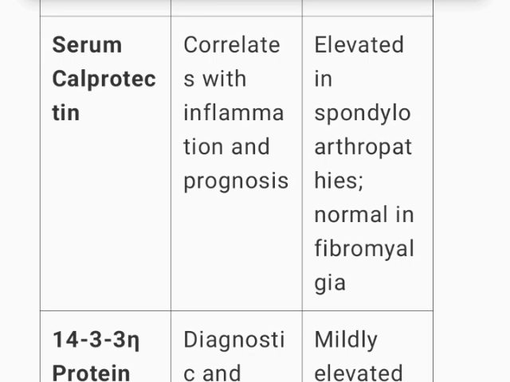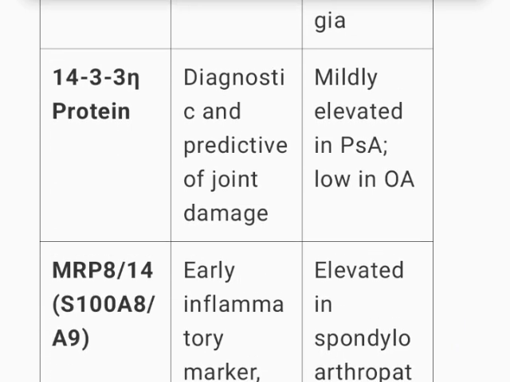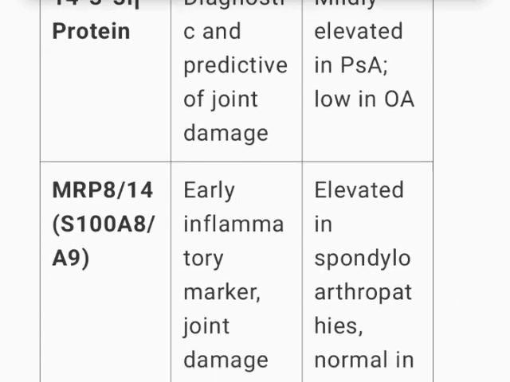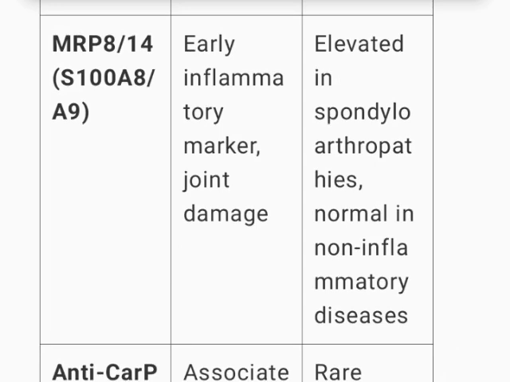14-3-3 protein, diagnostic and predictive of joint damage, mildly elevated in SpA, low in OA. MRP8/14, S100A8/A9, early inflammatory marker, joint damage, elevated in spondyloarthropathies, normal in non-inflammatory diseases. Anti-CarP antibodies, associated with seronegative RA and severity? Rare.